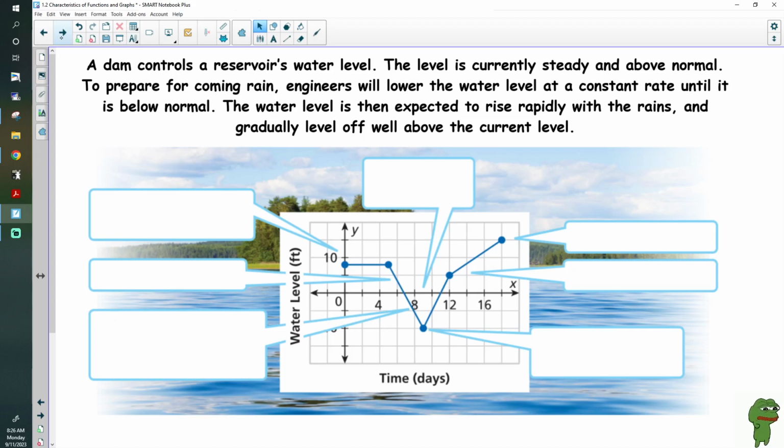So it starts to rise rapidly with the rain. So here we go. We start rising rapidly. And then it says we're gradually leveling off. So we can see how that story can be represented using a function, a graph. Now this function has lots and lots of our vocab, and we're going to just work on filling them out. I'm going to give you two of them because we didn't necessarily talk about them.